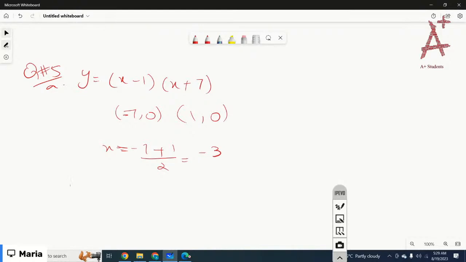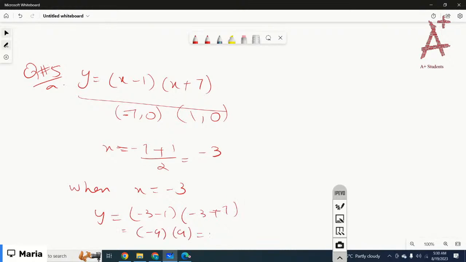So when x equals negative 3, I'll just calculate y, right? It would be y equals (negative 3 minus 1)(negative 3 plus 7). That would be negative 4 times 4, which is negative 16. That means the vertex is (-3, -16), right? So the equation would be y equals (x plus 3) whole square minus 16, right?